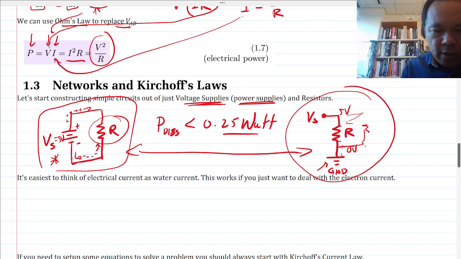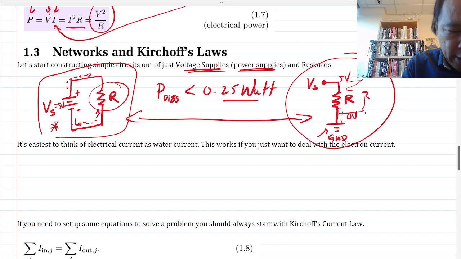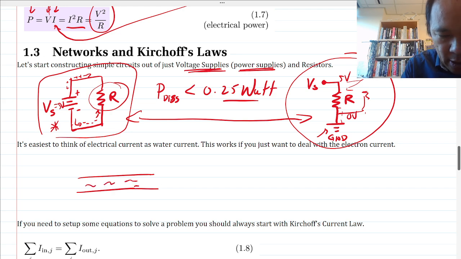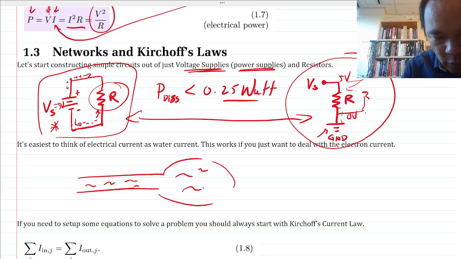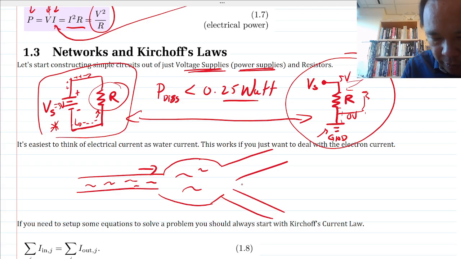A way to think about electrical current is to think of it like water current, because you can physically see water flowing. Let's say you have a little river with some water flowing through it, and then it reaches some lake, some reservoir. The current is flowing in this direction. I'm not even going to put a symbol there yet. But then out of this lake, there are actually 2 rivers that flow out of it.